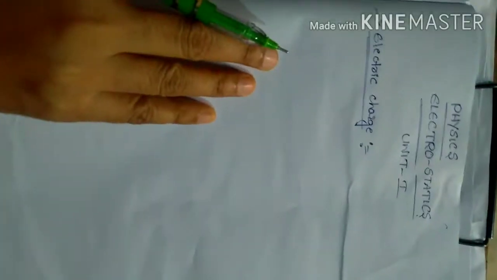Hello everyone. Today I would like to tell you about BSc second year and final year physics, Unit 1: Electrostatics. Static means rest. Electrostatics means the charges at rest. That is called electrostatics.